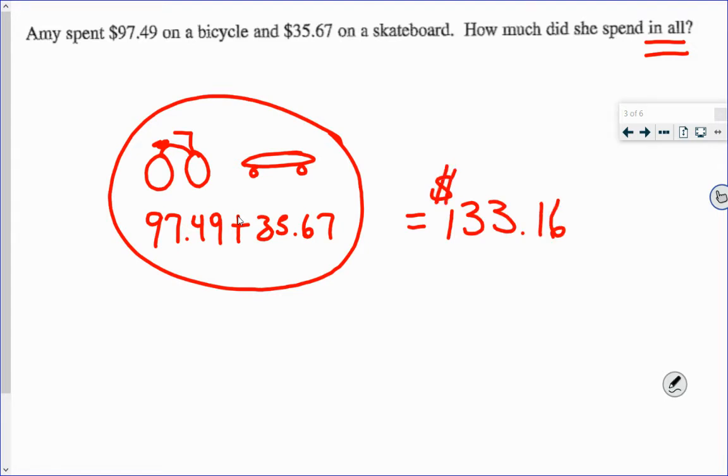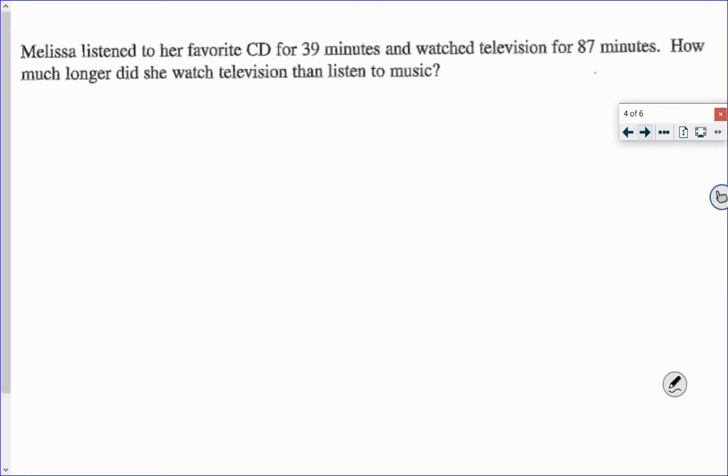Okay, let's try another. In this word problem, it says Melissa listened to her favorite CD for 39 minutes and watched television for 87 minutes. How much longer did she watch television than listen to music?